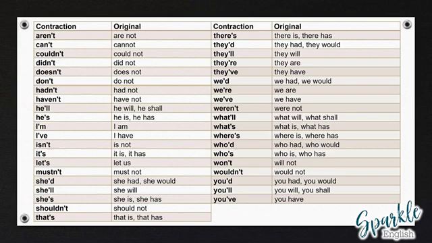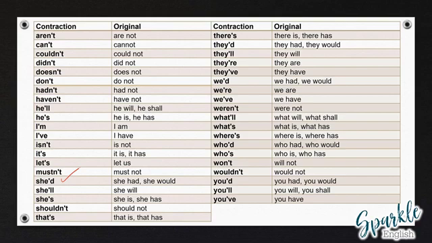So here is a very long list of all the different contractions you might run into. I'm going to read them off really quickly for you. We've got aren't, are not, can't, cannot, couldn't, could not, didn't, did not, doesn't, does not, don't, do not, hadn't, had not. Oh, it continues. I won't read them all.